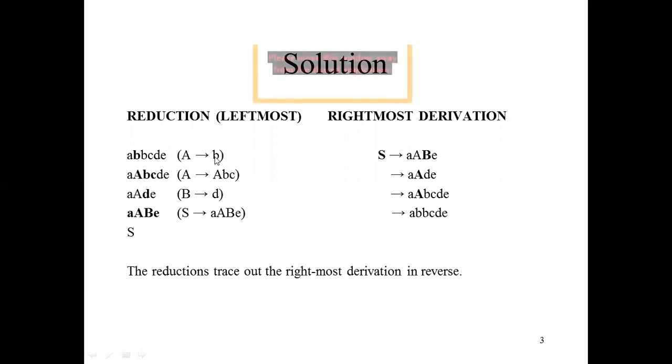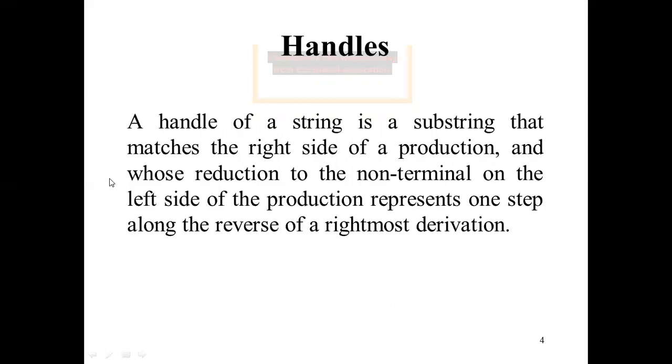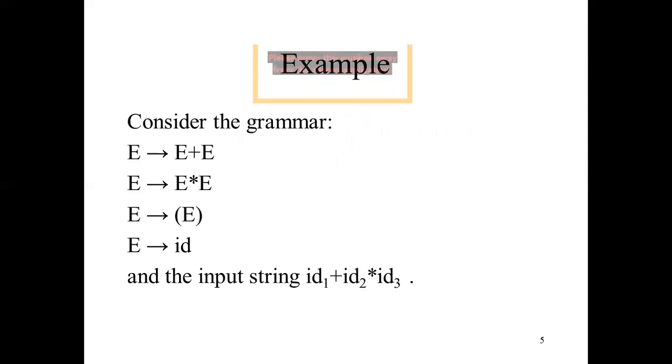If we are doing one step, then this is called the substring, because we are getting this string from this one either by replacing or breaking. So this one is the substring of this, because we are achieving this string from this one. This is called the handle. So this is the procedure. What is the handle? Now we are considering an example for that.